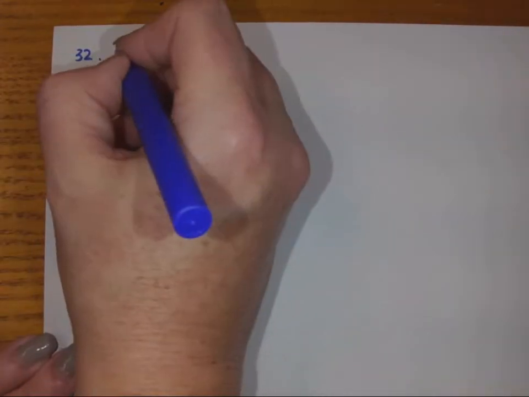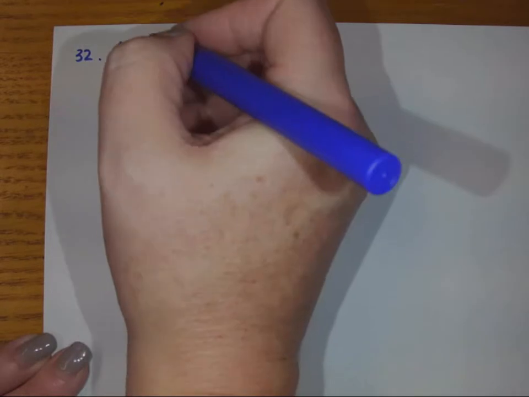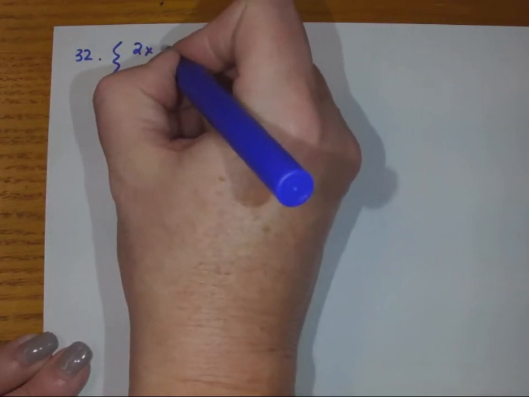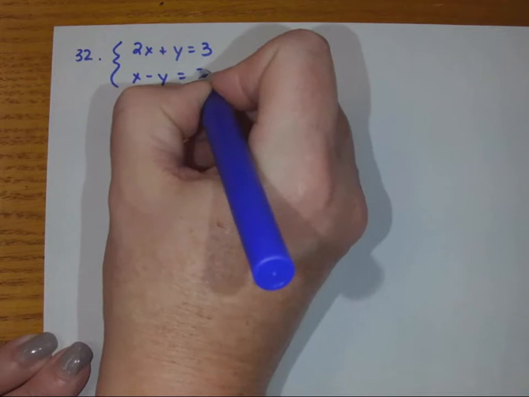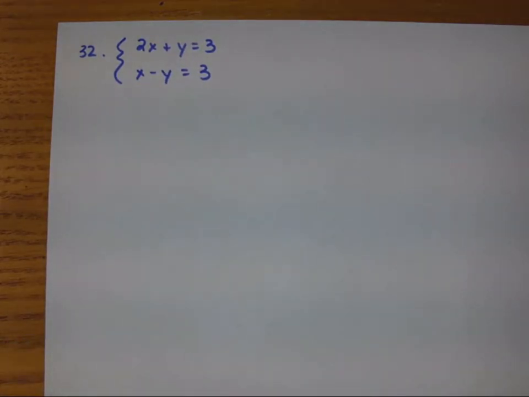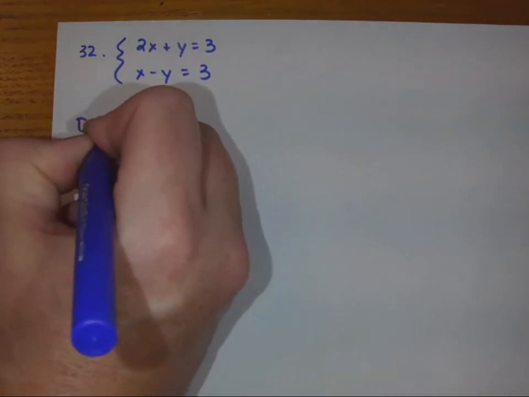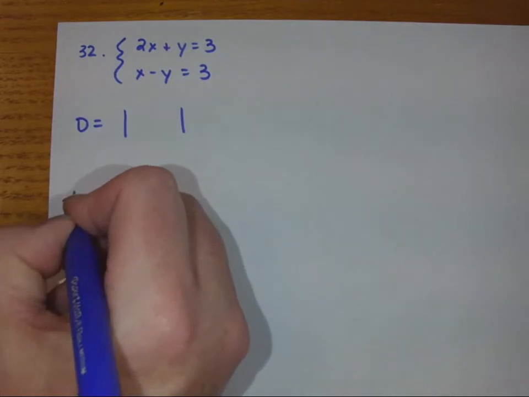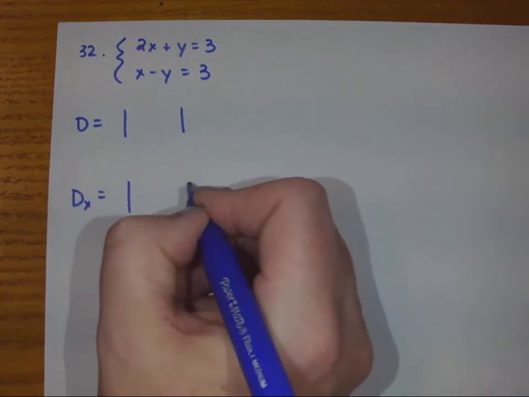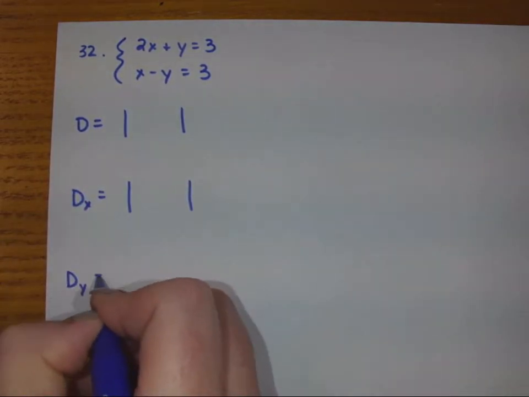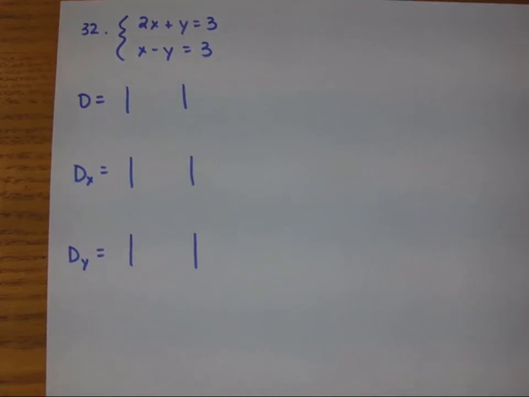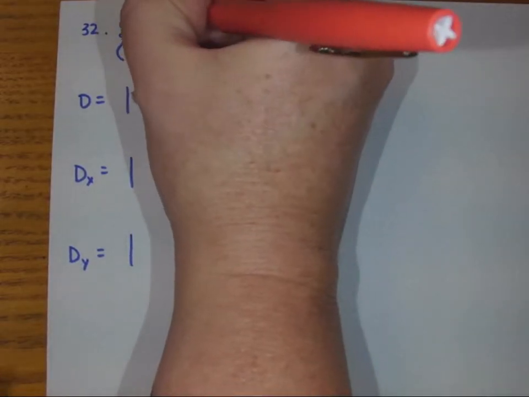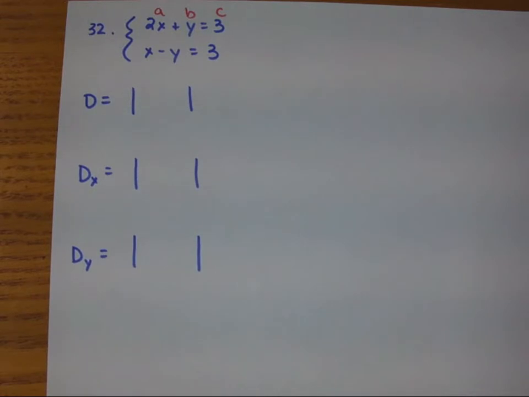So 32 is 2x plus y equals 3, and x minus y equals 3. Okay, so the first thing you do with Cramer's rule is you find 3 different determinants. One of them is called d, one of them is called d sub x, and one of them is called d sub y. Okay, remember that these are always in A, B, C order. So this is like your A's, your B's, and your C's.